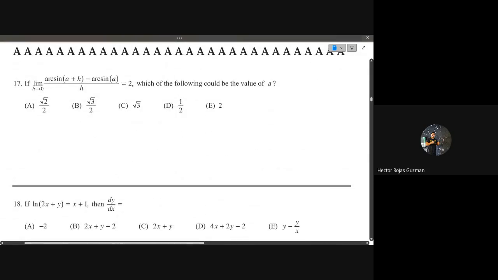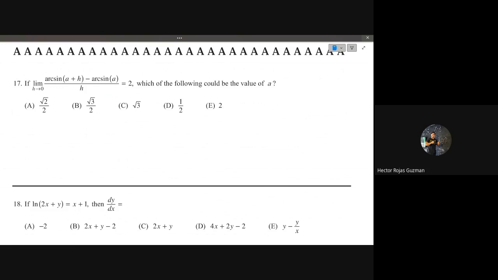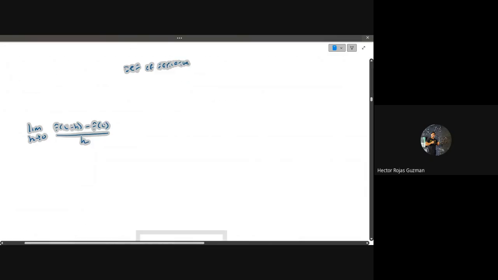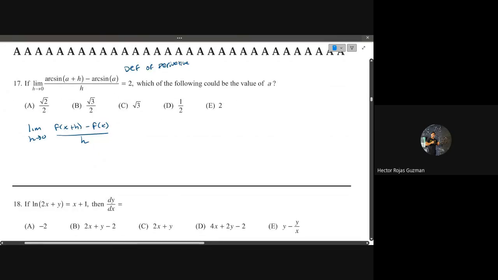The limit as h approaches 0 is 2. Which of the following could be true about the value of a? Okay, this right here is the definition of the derivative. We just talked about it in class. Which means here's what it is. It's the limit as h approaches 0 of f of x plus h minus f of x divided by h. So they're telling me to take a derivative, and we have a function hidden in this problem, right?